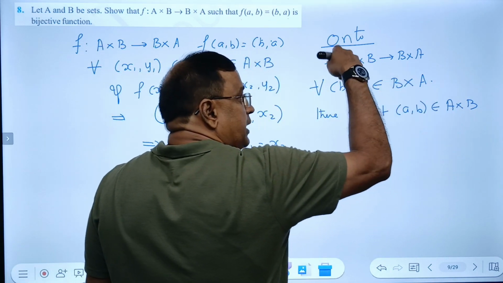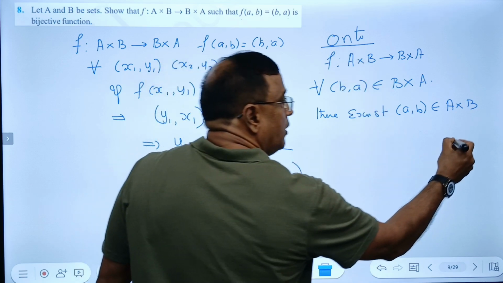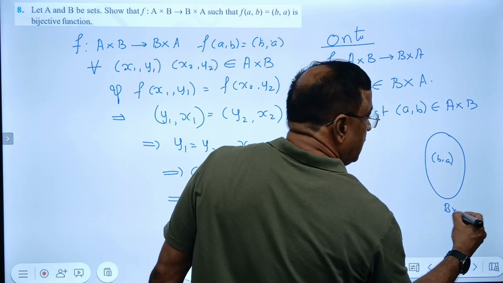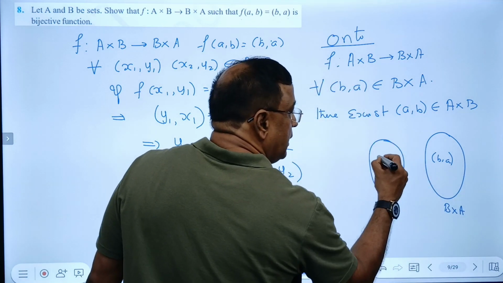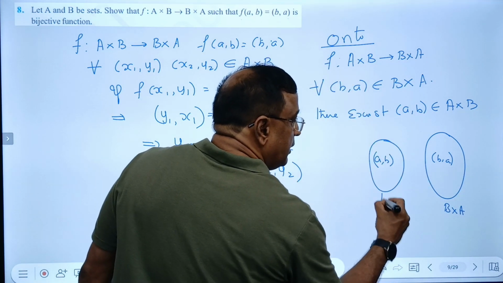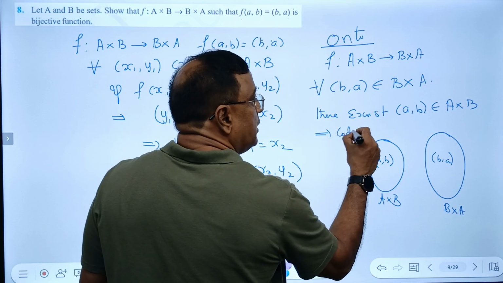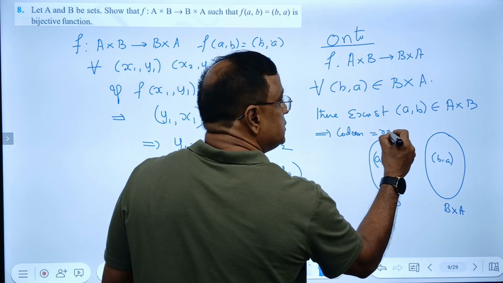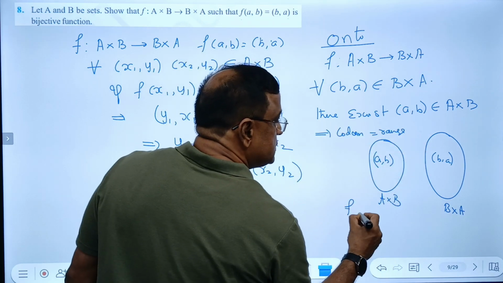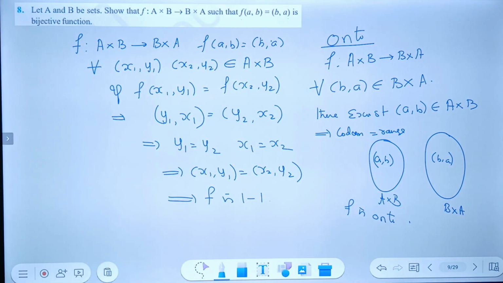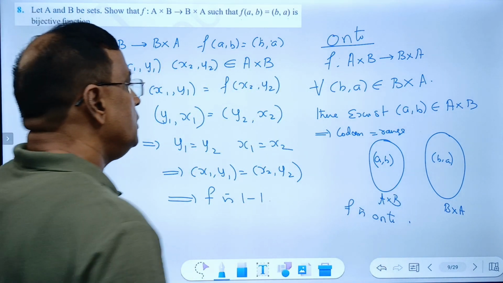So for every (b, a) in B cross A, I can find an (a, b) in A cross B. This implies codomain equal to range. Therefore, f is onto. It's a very simple example. Therefore, f is onto.